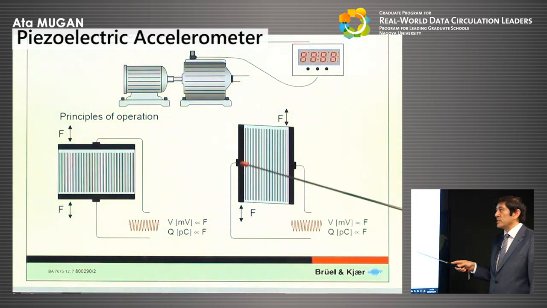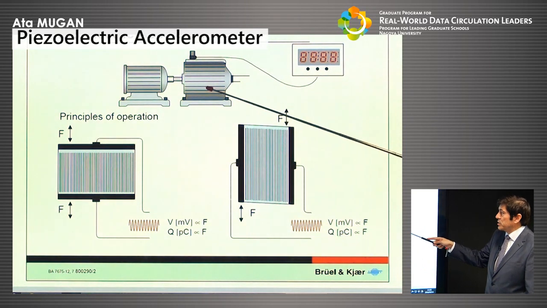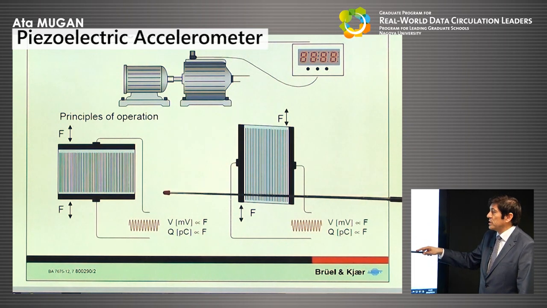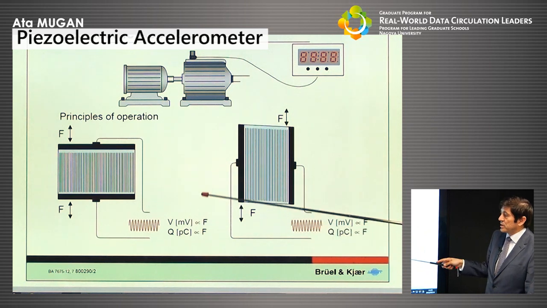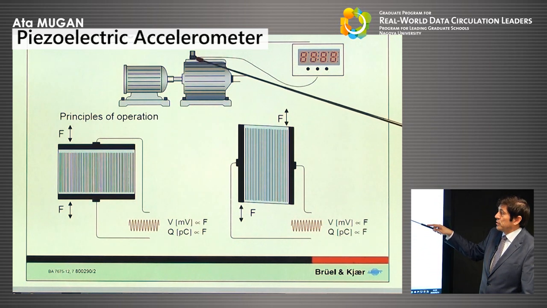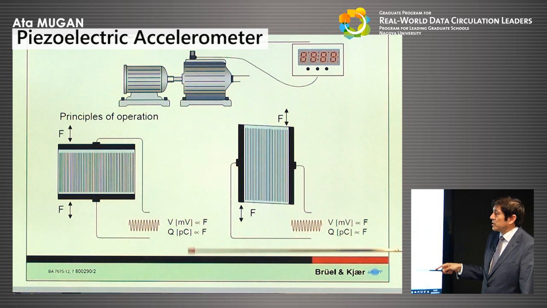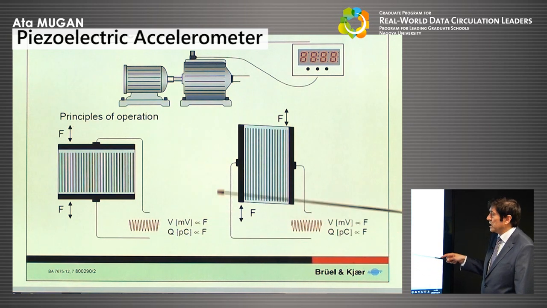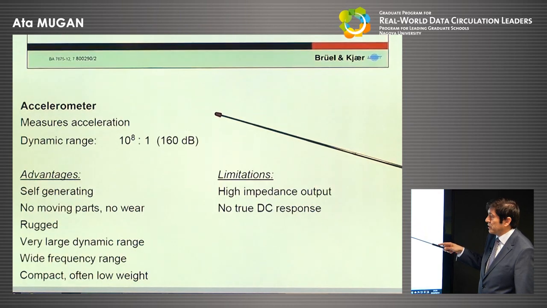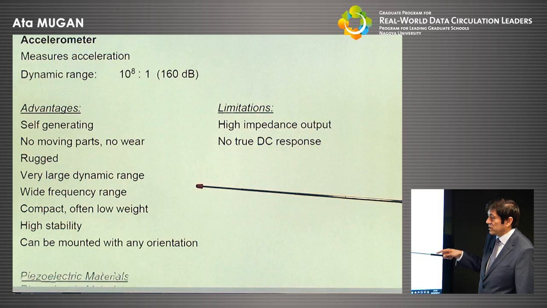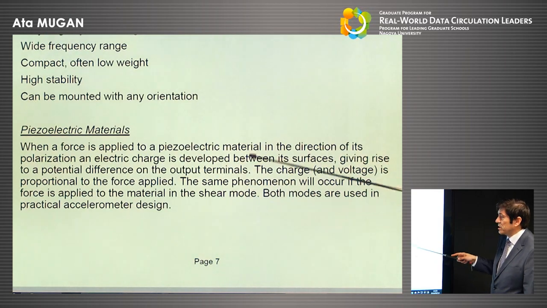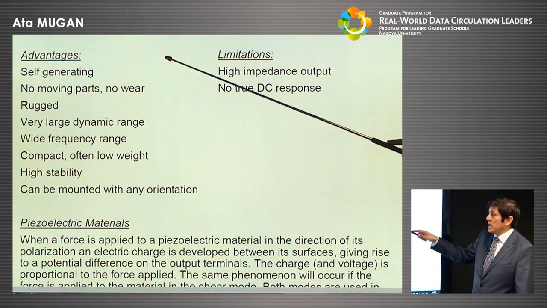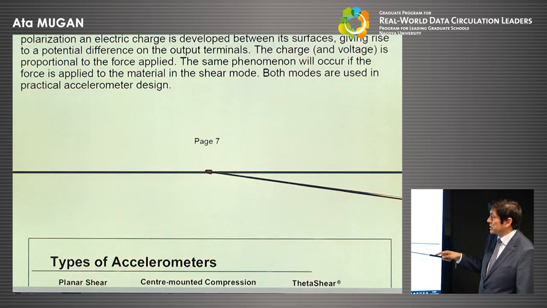And the most frequently used sensor is the piezoelectric accelerometer. You can see we place the sensor, and as the piezo crystals are squeezed due to the vibration of the sensor, it generates a voltage, and by measuring it, actually, we can find the acceleration of the component. Actually, that's the most widely used sensor to measure vibrations. These are the advantages of using piezoelectric accelerometers.